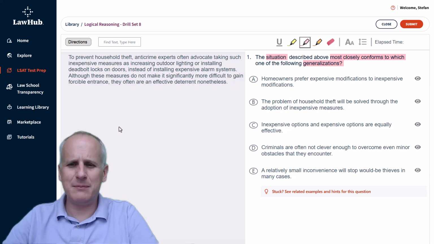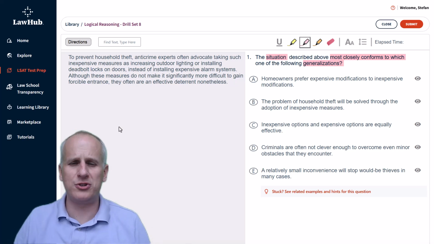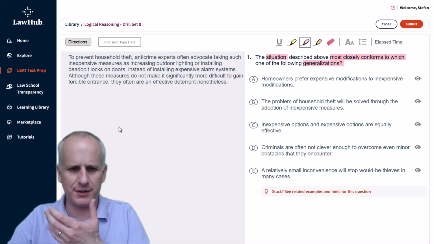Now, because I'm being asked to find something that conforms to this generalization, on the left-hand side what I want to do is use the different highlight colors to differentiate the method of the argument or the statements of fact. I'm not sure which it's going to be, but I know that I need to match all of the information on the left with whatever the correct generalization is. So I really want to know exactly how this is structured. So we'll just keep the pink highlight tool selected for now.